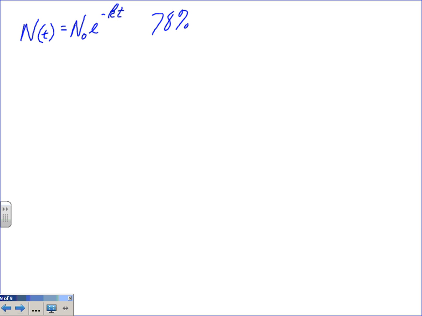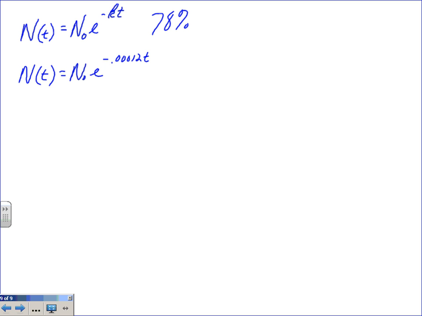Well, for carbon-14, it sounds complicated, but it's really not. Carbon-14, the equation is n of t equals n sub 0 e. The k is 0.00012. That's the rate at which carbon-14 decays, times the number of years. Okay?